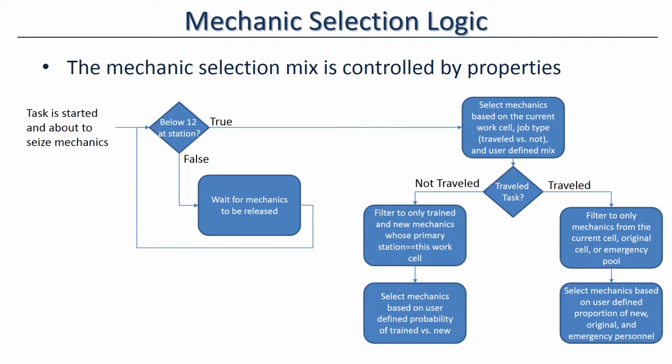We also want to model our mechanic selection mix, so we first check if our mechanics will be less than 12 at the station. If we see the right type of mechanics, then based on the work cell, job type, traveled versus not, and the user-defined mix, we select mechanics based on not traveled or traveled properties.